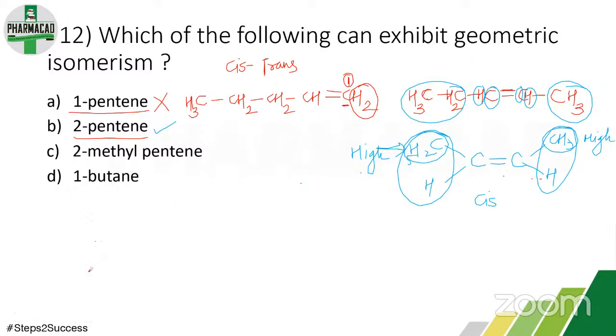Let's see the third option, 2-methylpentene. Okay. 1, 2, 3, 4, 5. 2-methylpentene.